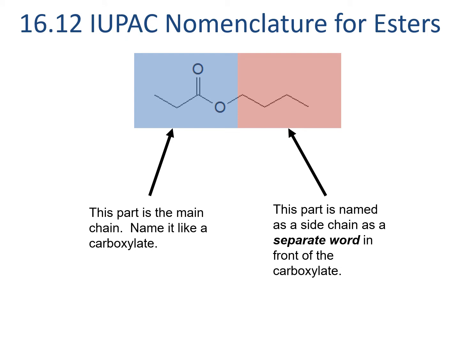Esters follow a full set of IUPAC rules, just like everything else that we've talked about. But the easiest way to think about an ester's name is that it will come in two parts. The side that has the carbonyl, that is, the carbon-oxygen double bond, will always be named as if it were a carboxylate, and it will be used as the main chain name. In this case, it's the blue section on the left, propanoate. The carbons on the other side of the oxygen are listed as a side chain, as a separate word before the carboxylate. In this case, it's butyl, making the entire name butyl propanoate.